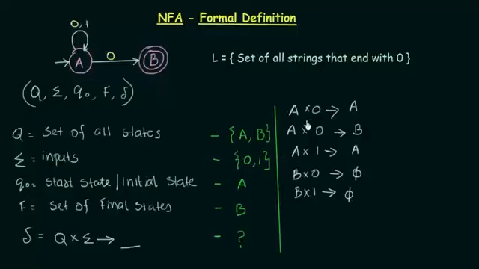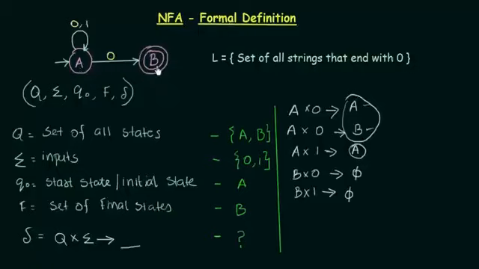So we see that given a state, when it gets a particular input, it can either go to one state or more than one states. So we see that A on getting input 0, it went to two states, A and B. And A on getting input 1, it went to just one state. So there are many possibilities. Let us try to figure out how many possibilities are there.